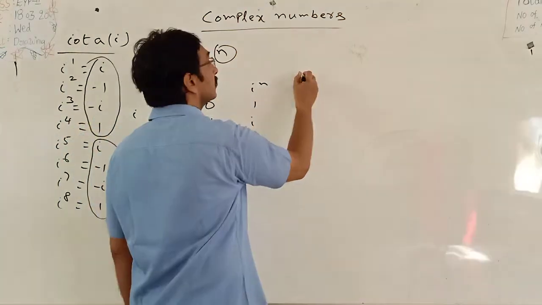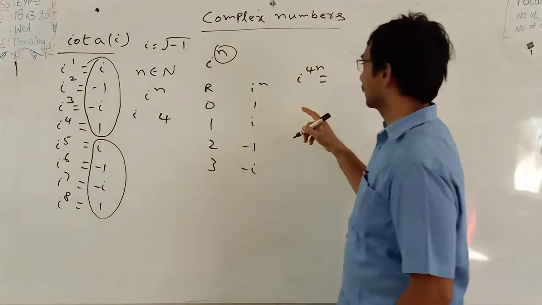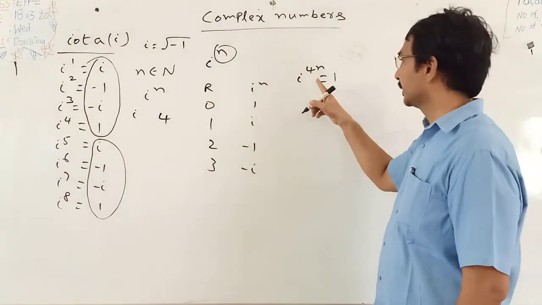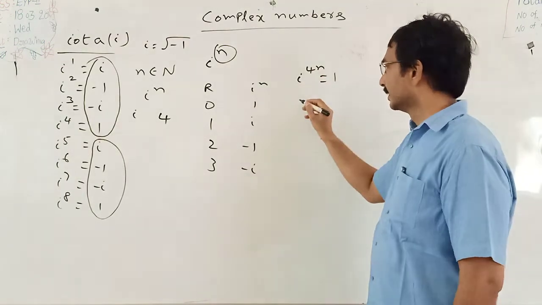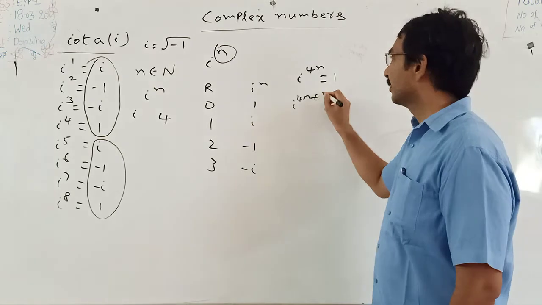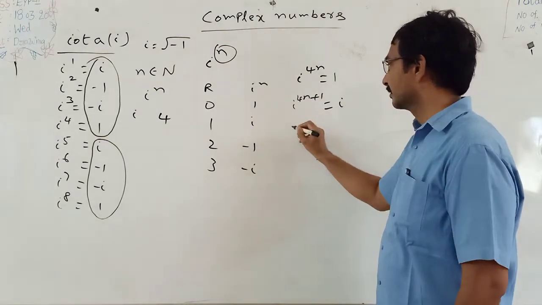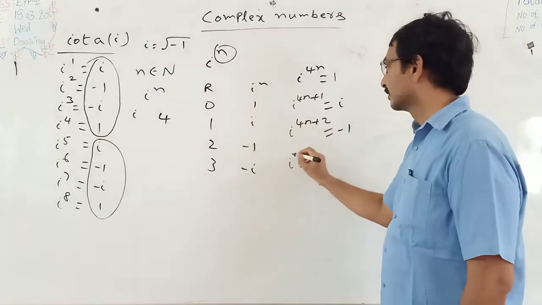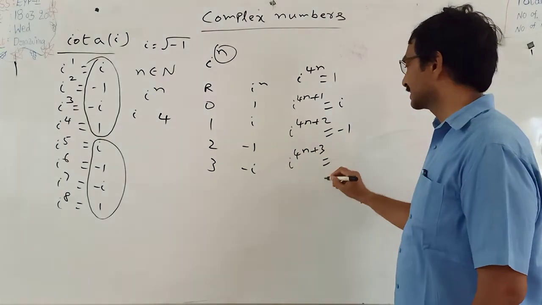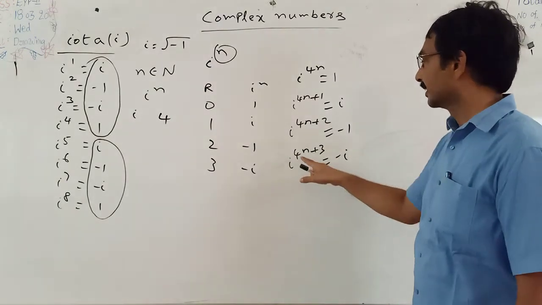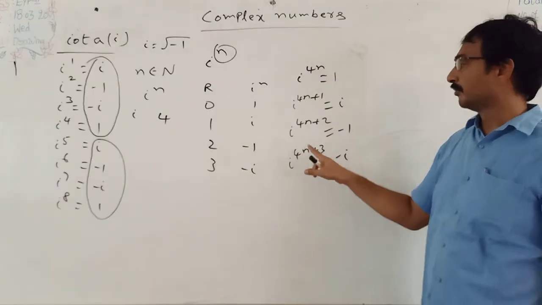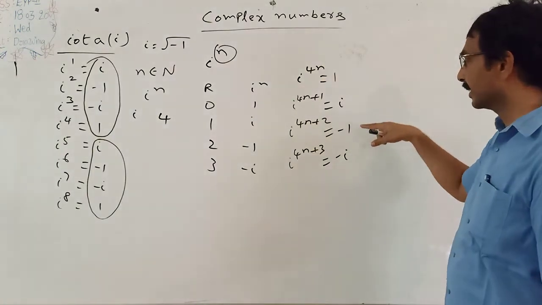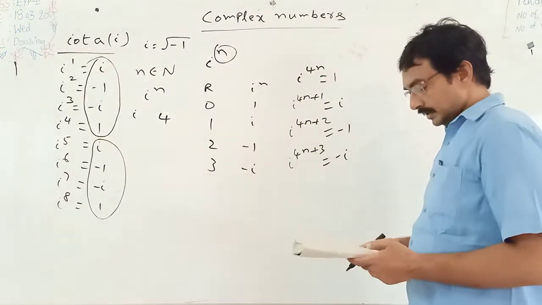So that means for any integral value of n, the value of i power 4n is 1, because the remainder of 4n when divided by 4 is 0. Next, the value of i power 4n plus 1 equal to i. The value of i power 4n plus 2 equal to -1. The value of i power 4n plus 3 equal to -i, because the remainder of this one when divided by 4 is 3. So possible values of i power n: 1, i, -1, -i. See the examples.